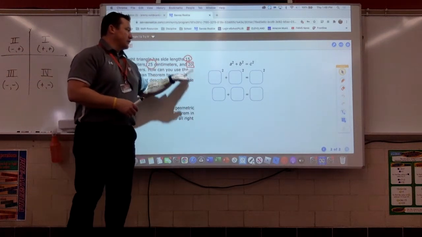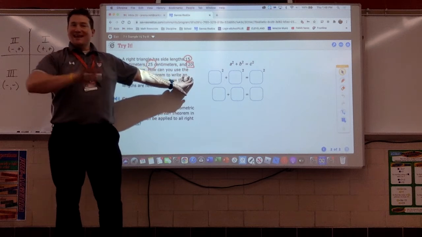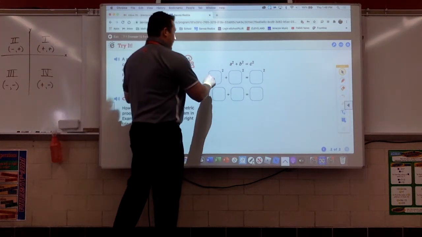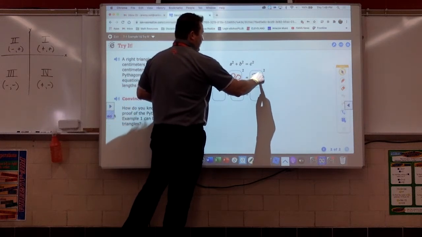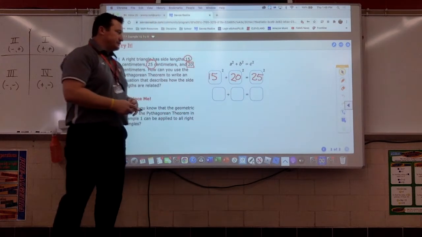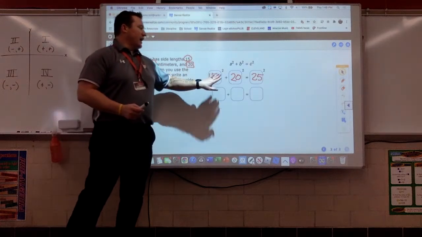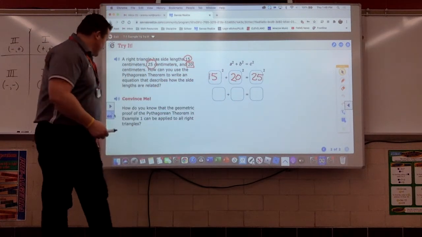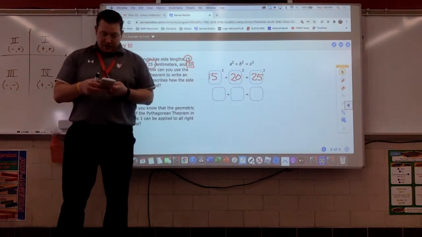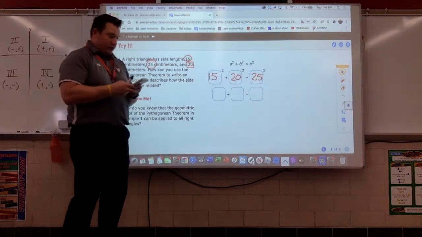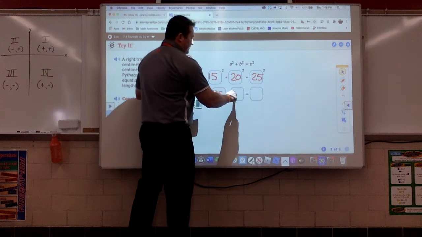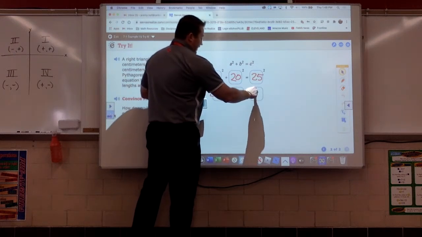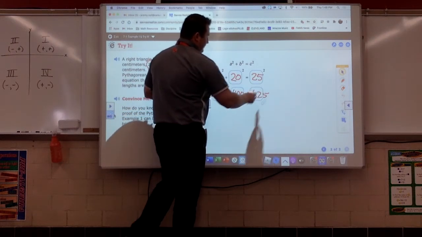So that's what we're going to do. 15 and 20 are the two legs. The order in which we write them in here, guys, does not matter. I'll put 15 here, I'll put 20 here, and I'll put 25 here. Now we're going to go ahead and square each one of these numbers. 15 squared and 20 squared. I think I should know all these, but it's too late in the day. This is 225. This is 400. And this is 625, right?